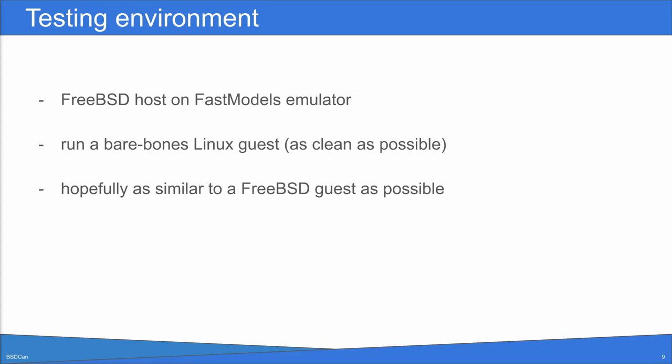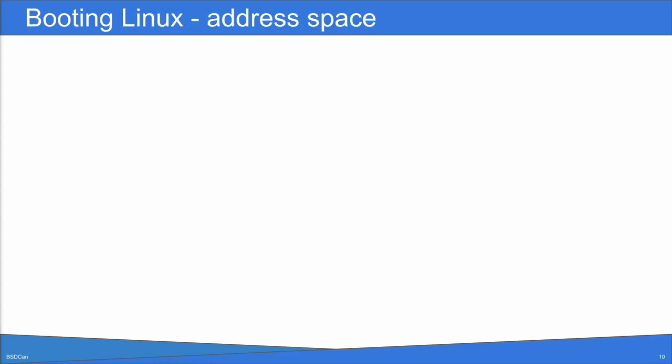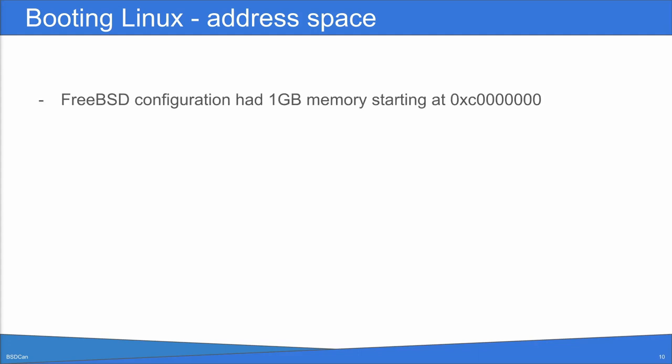However, in practice, we've discovered that there were quite a few differences that we had to take into account when running the Linux guest. For one, the Linux address space is not structured identically to the FreeBSD one. At first we had been using memory pass-through to pass 1 gigabyte of memory starting at 3 gigabytes, that is starting at 0xC0000000, to the guest virtual machine, and had it use that as its physical memory.